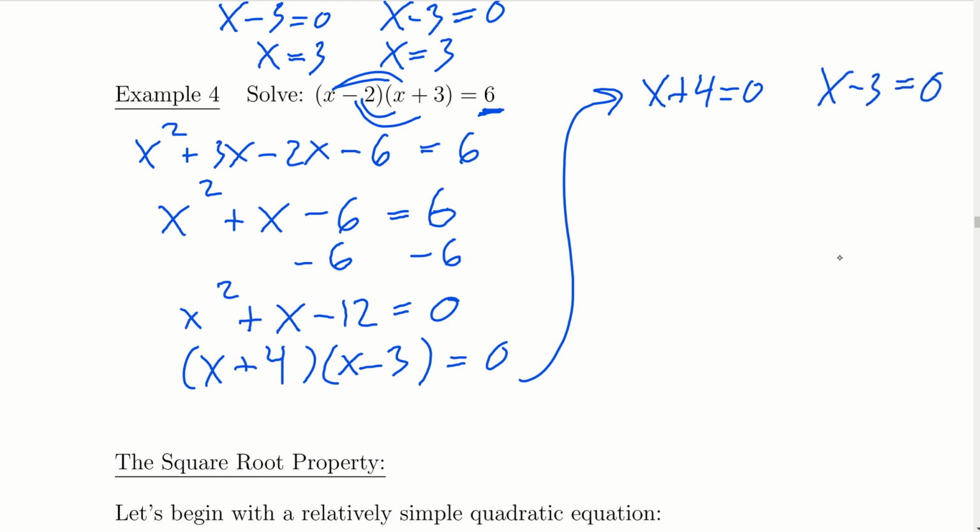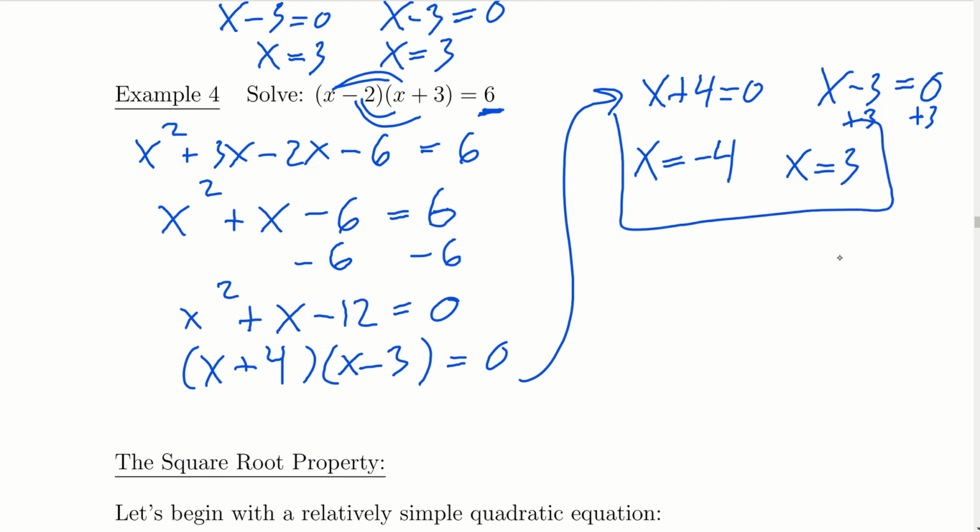For the first one, we subtract 4 from both sides. So one solution will be x equals negative 4. For this one here, you would add 3 to both sides, and we would get the solution x equals 3.